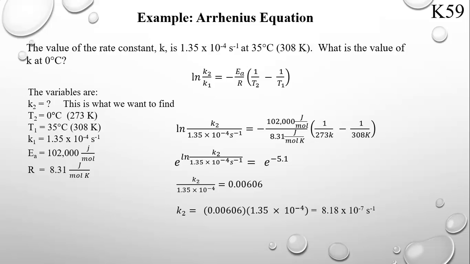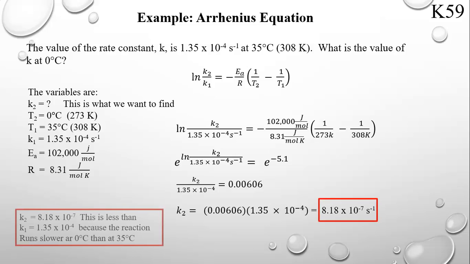So that means the K2 over 1.35 and all that comes out, and you totally reverse. You inverse the e in the natural log. And then you take e to the negative 5.1 over on the right, and that gives you 0.00606. And now it's just algebra. You do that, and you end up with 8.18 times 10 to the negative 7. Don't worry about the unit of seconds to the minus 1. It means 1 over seconds. Don't worry about it. So what does that mean?